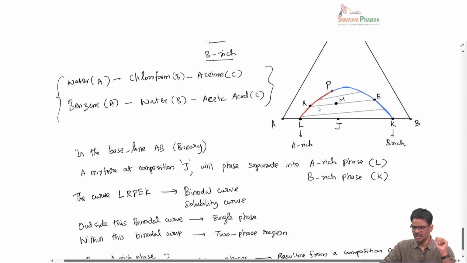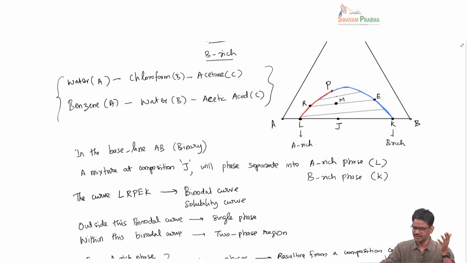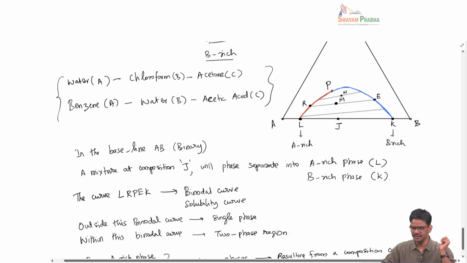Now there could be an infinite number of tie lines depending upon where this point M is. Okay, for example, there is another line I have drawn here. If I make a composition at some N here, it will also phase separate into two insoluble phases, A rich and B rich, a two phase mixture, and you can have any number of compositions in between.